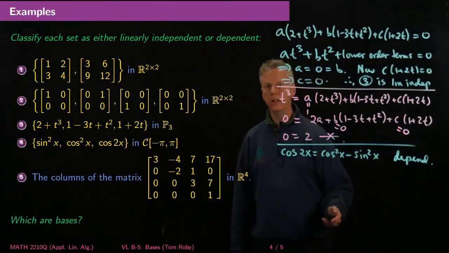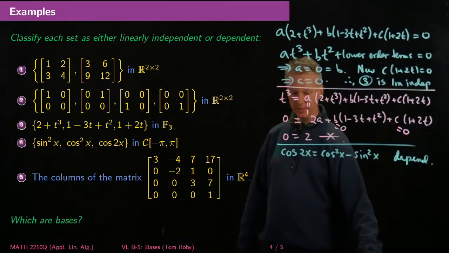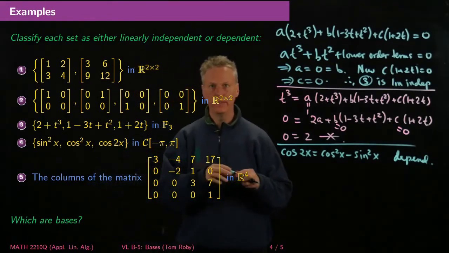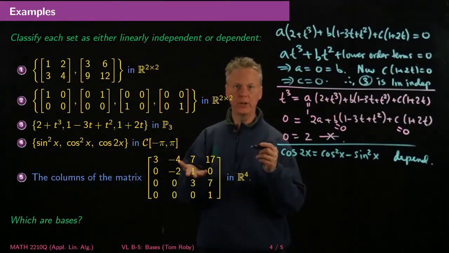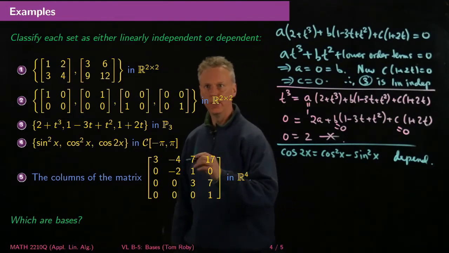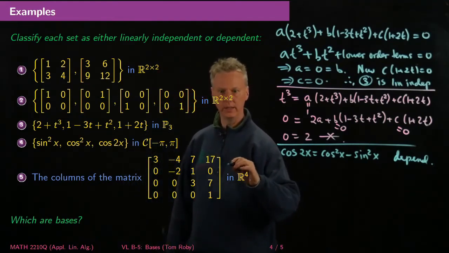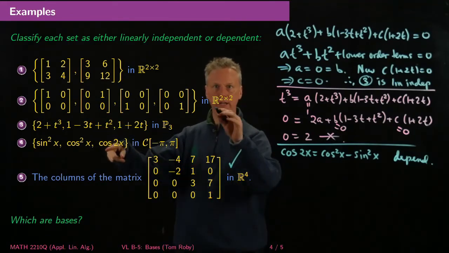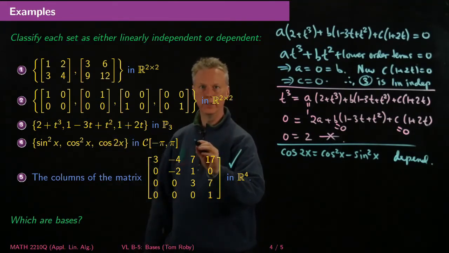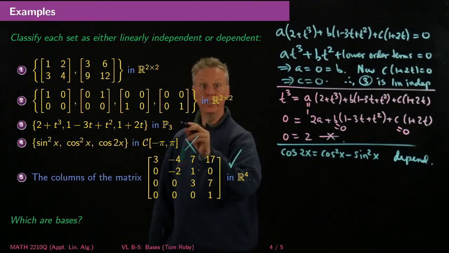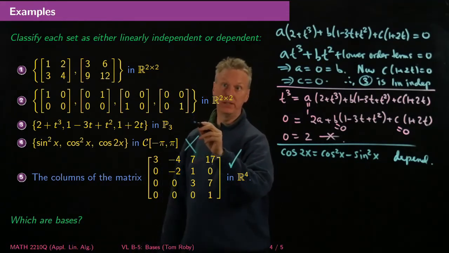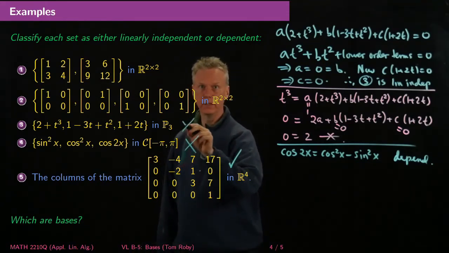And so the last question is, which of these are bases? Since I just said that these are linearly independent, but they also span by the invertible matrix theorem, 5 is definitely a basis. This is linearly dependent, so it can't be a basis. This one was linearly independent, but it didn't span. So if it's linearly independent but it didn't span, it can't be a basis.